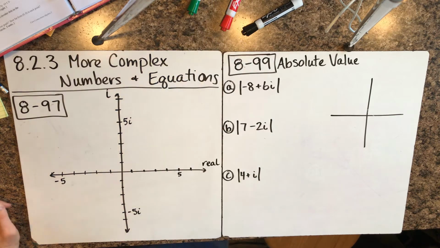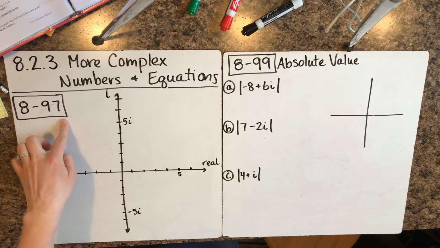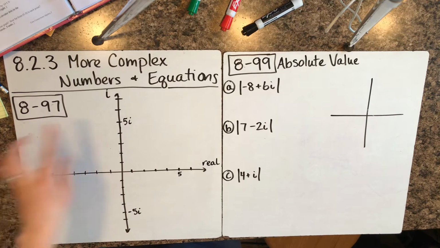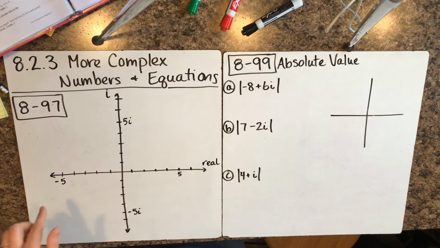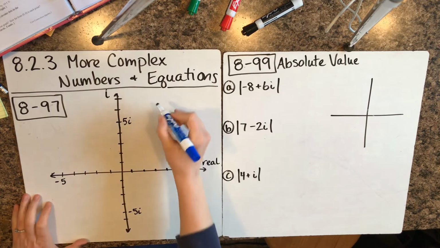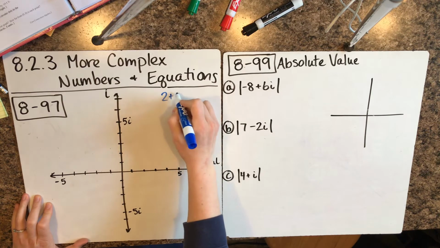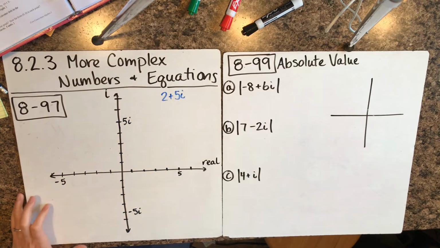The very first question we're going to look at today is 8-97, and we're going to learn how to graph imaginary numbers. And I promise you this is probably the easiest thing we do all year. So the first one says 2 plus 5i. That's what we're going to be graphing.